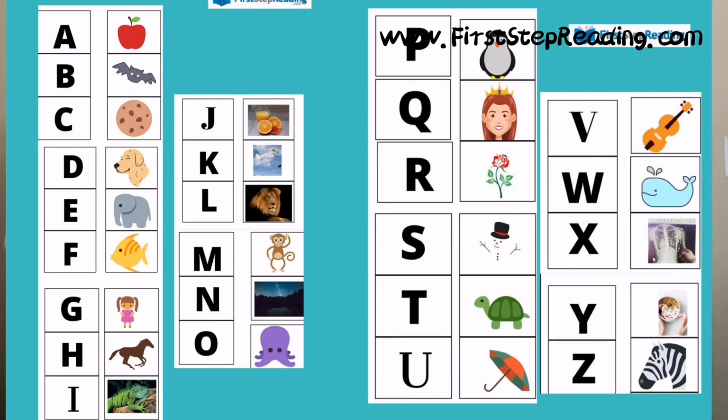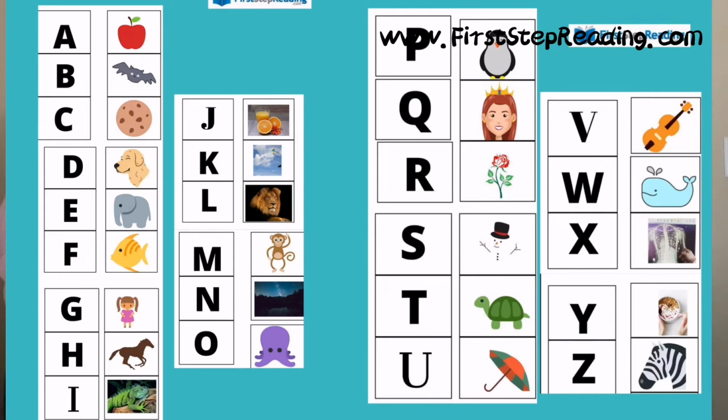The A says ah, ah, ah. The B says b, b, b. The C says k, k, k. Like apple, bat, and cookie. The D says d, d, da. The E says eh, eh, eh. The F says, like dog, elephant, and fish.